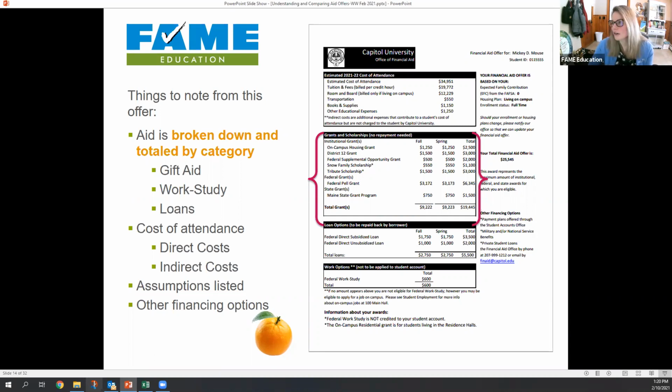They did at the top also include the calculation, here's what your direct costs are, the total financial aid offer. Over to the right, just under that pink bracket, there's a section that says other financing options. So payment plans, and they encourage you to check on military benefits and private student loans. They've said, here are some other options for meeting that gap that we talked about earlier. So that's how this one is similar but different.